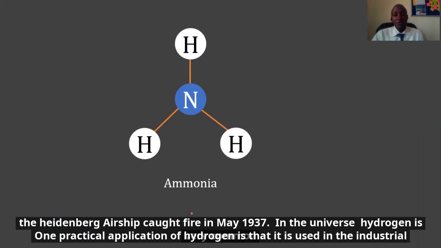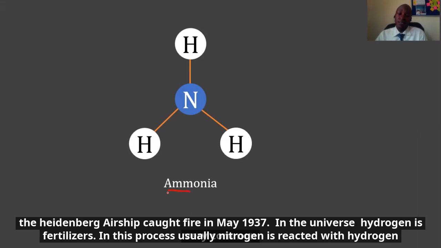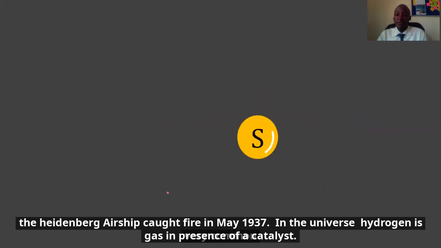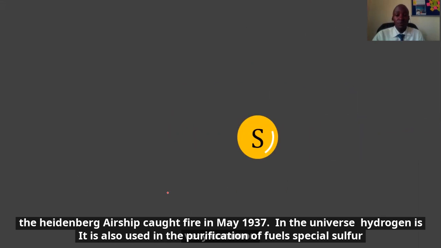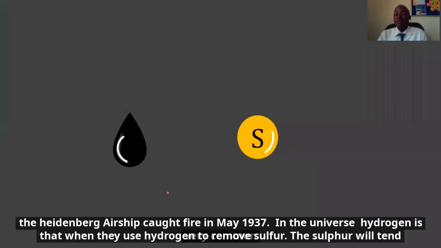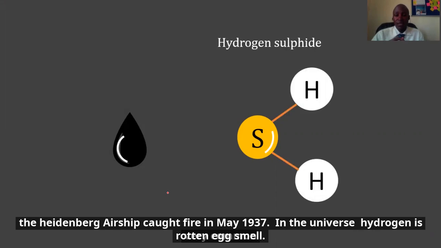One practical application of hydrogen is that it's used in the industrial manufacture of ammonia gas, which can then be used in the making of fertilizers. In this process, usually nitrogen is reacted with hydrogen gas in presence of a catalyst. It is also used in the purification of fuels, especially sulfur-containing fuels, because sulfur is a bit poisonous. When they use hydrogen to remove sulfur, the sulfur will tend to react with hydrogen to form hydrogen sulfide, a gas that has a rotten egg smell.